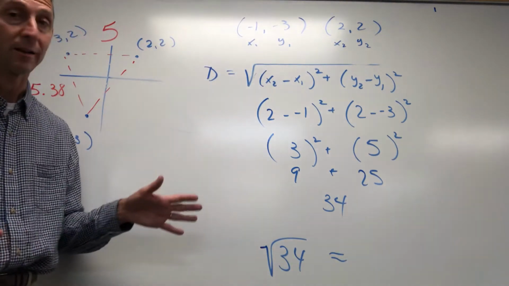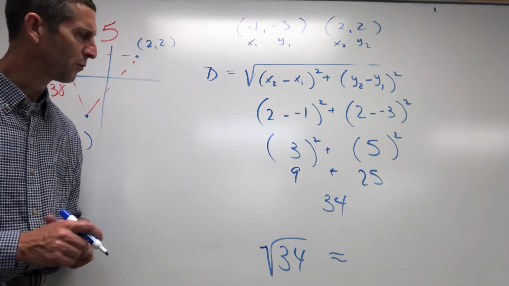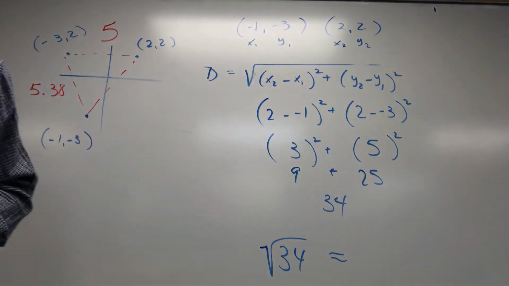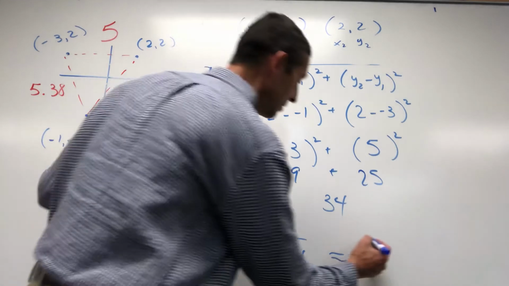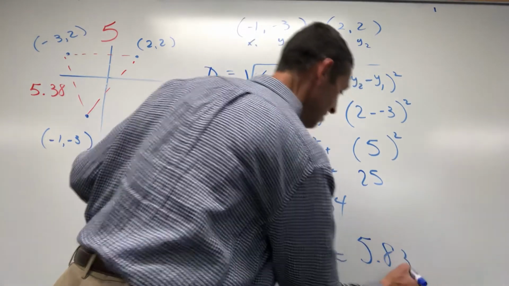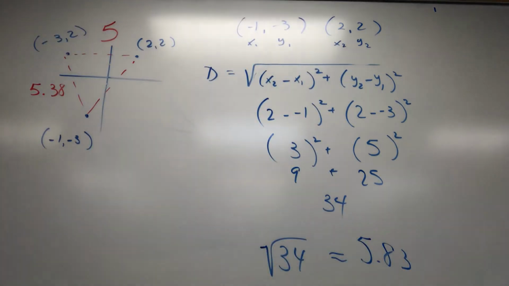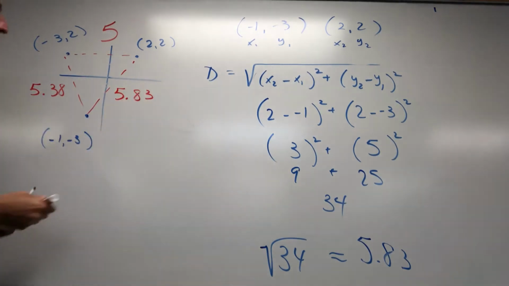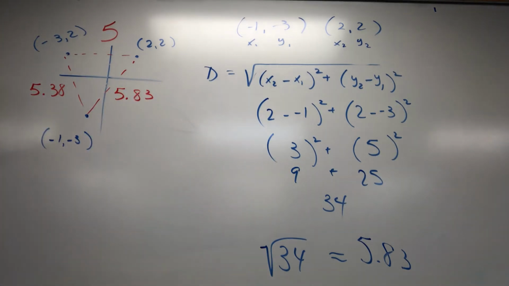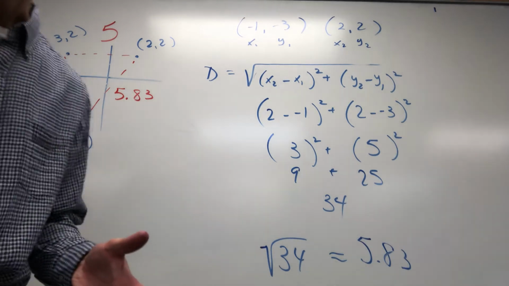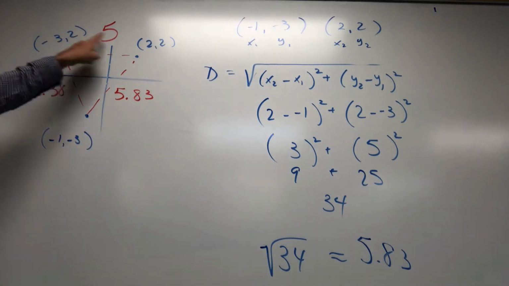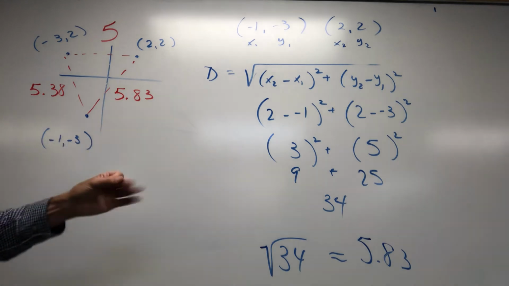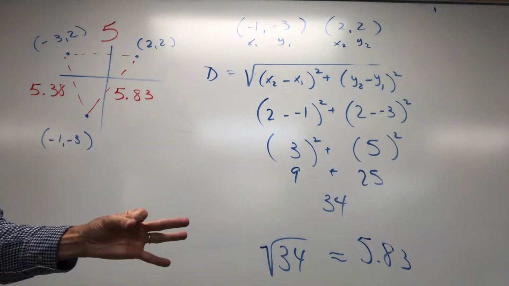It's not cool like the last problem. All right, square root of 34, 5 point something. What did I get? 5.83. And now you've got your third side, 5.83. So what we had to do to find perimeter is we have to find the length, the distance of all 3 sides. So you had to do distance formula 3 times.